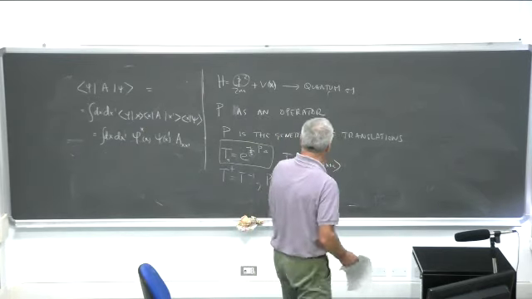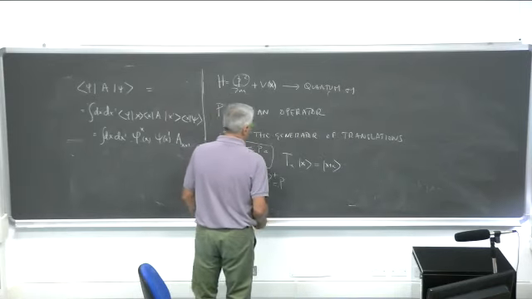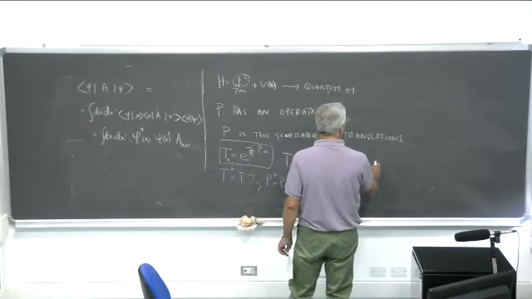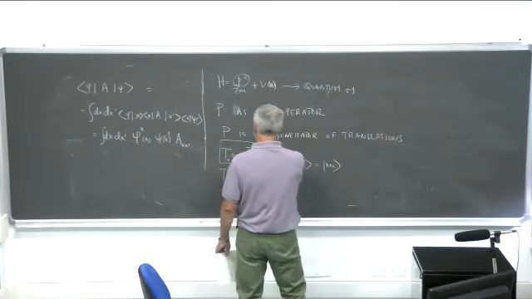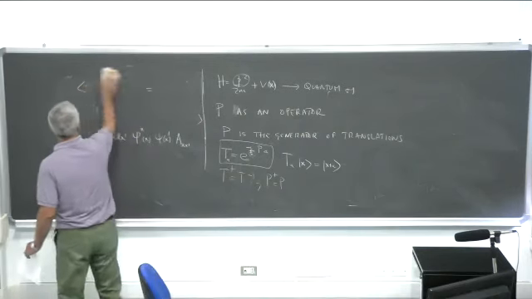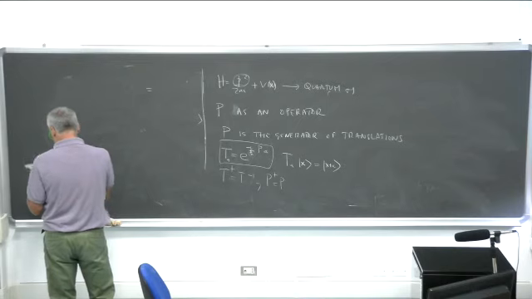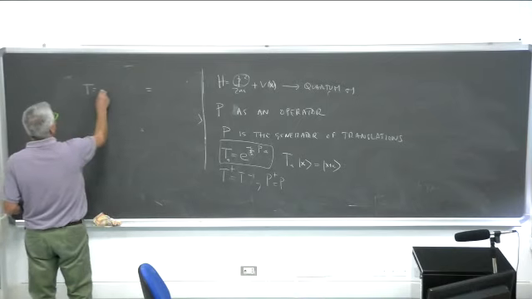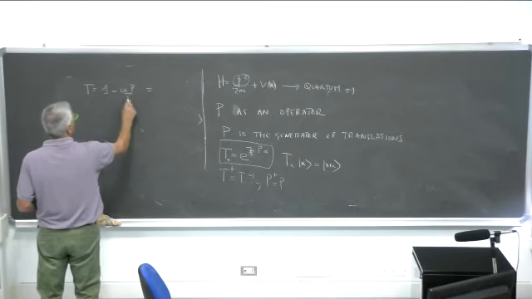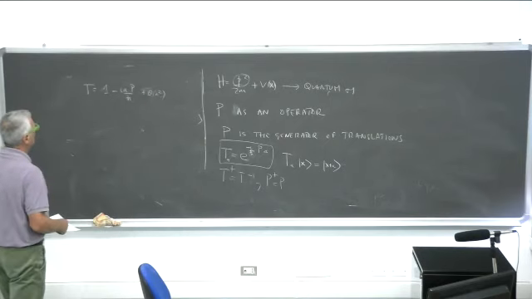And so from this we can get the commutator between X and P. Simply, suppose we take A very small. If A is very small, I can approximate T with 1 minus I A P over H bar plus order A squared, right?